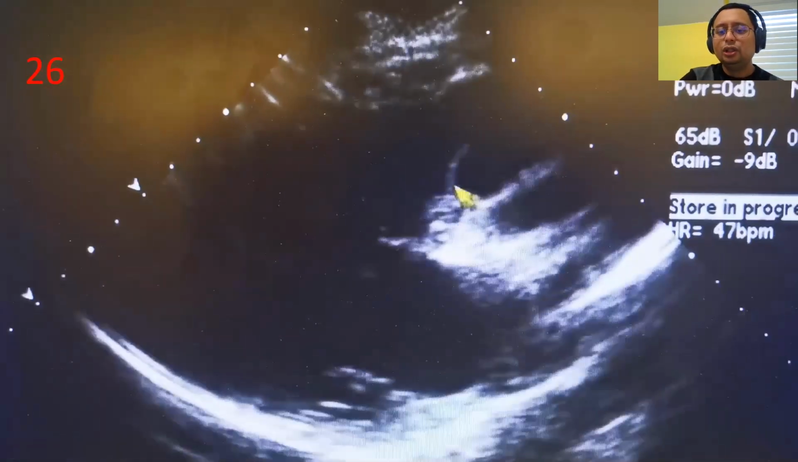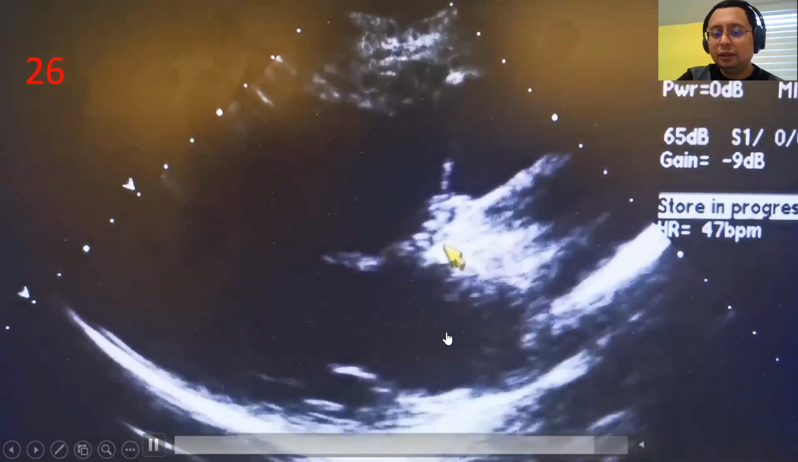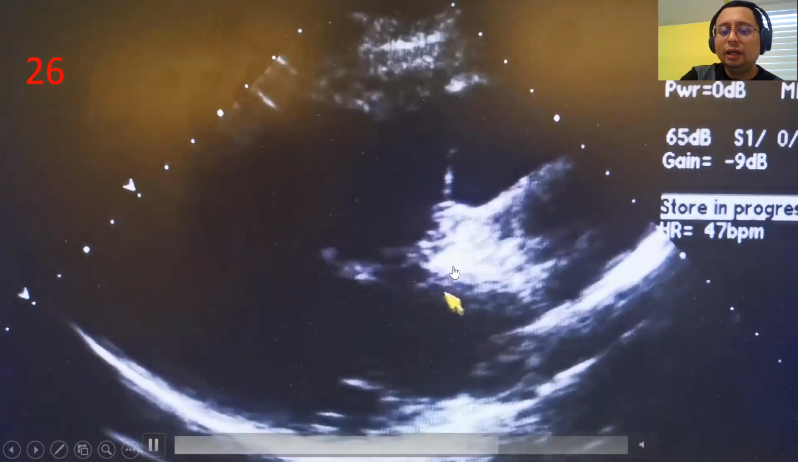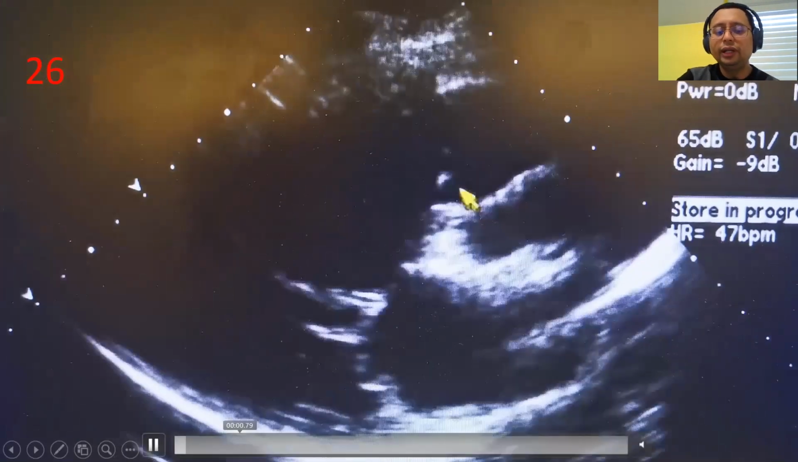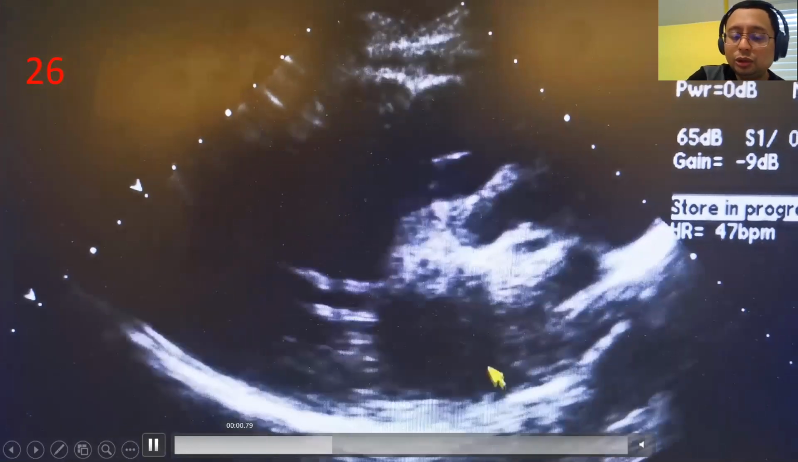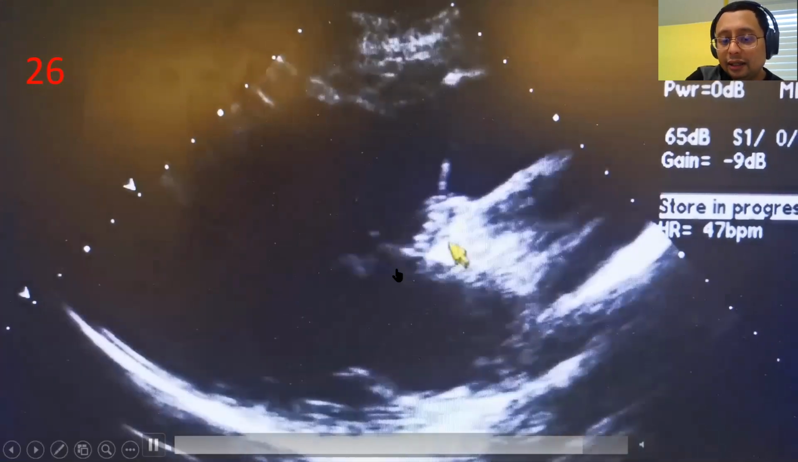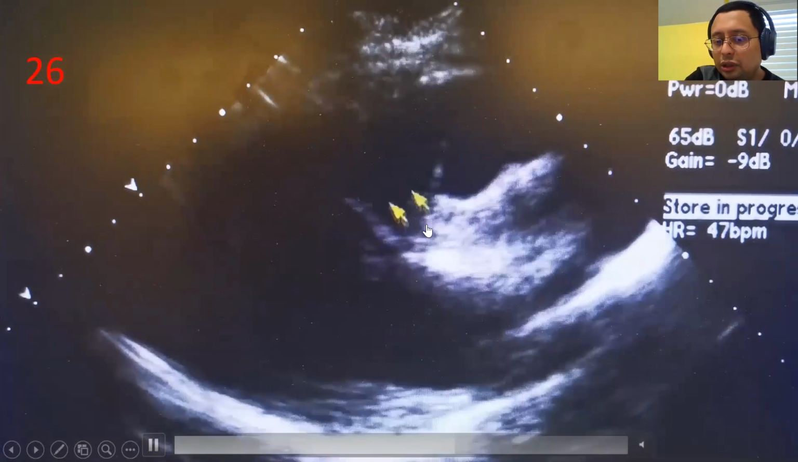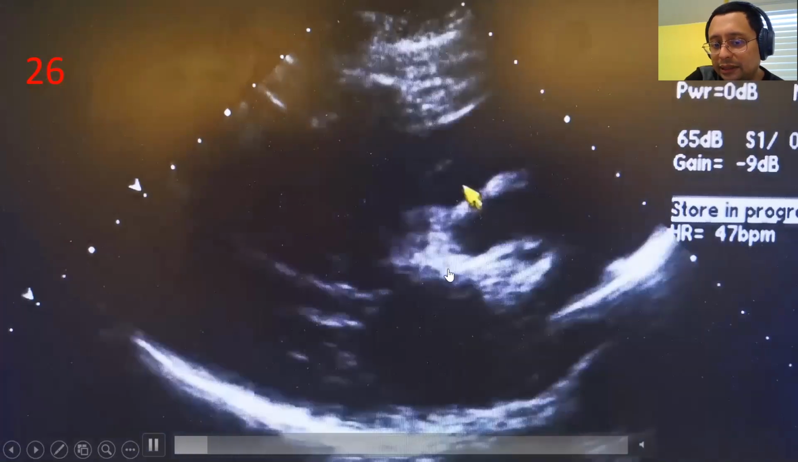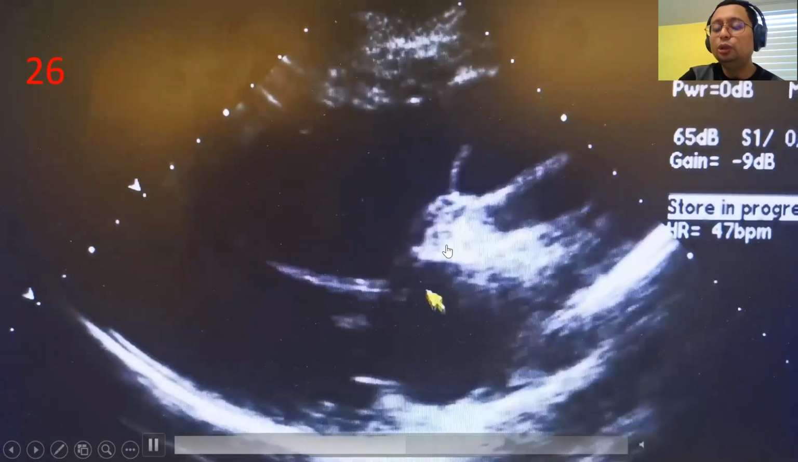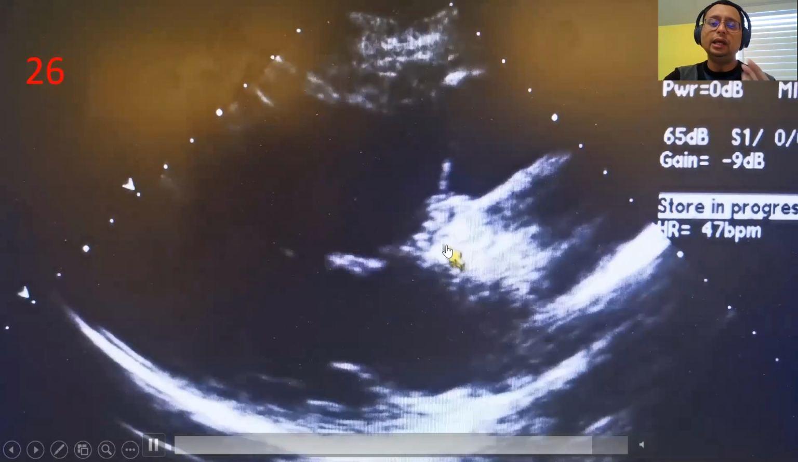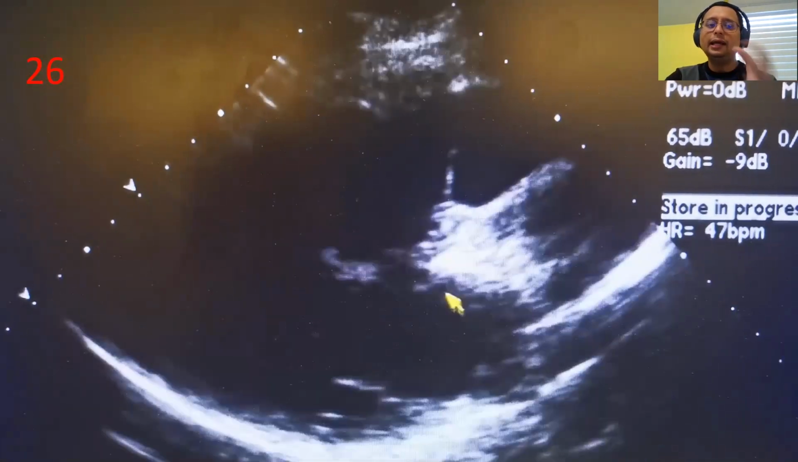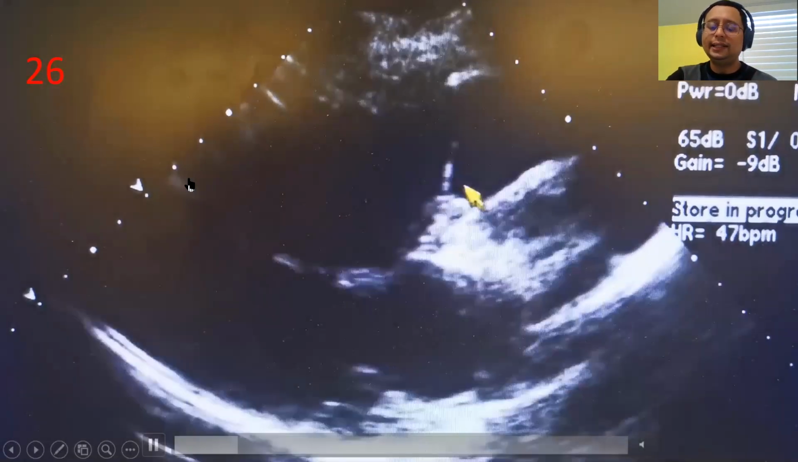All right. So what about this one? This is just to differentiate D-TGA from L-TGA. So this is L-transposition of the great arteries. How do I know this is L-transposition of the great arteries? You can see that the curtain here from the mitral valve to this one is no longer continuous. You can see a big mass here separating them. So this is a discontinuity. So this is L-TGA. In D-TGA, it is the great arteries that are changing side. In L-TGA, it is the ventricles that are changing side.